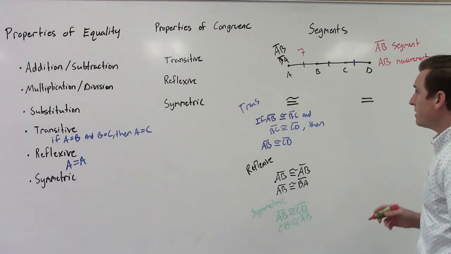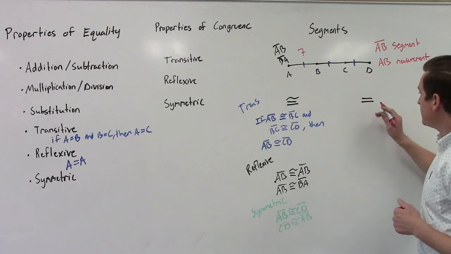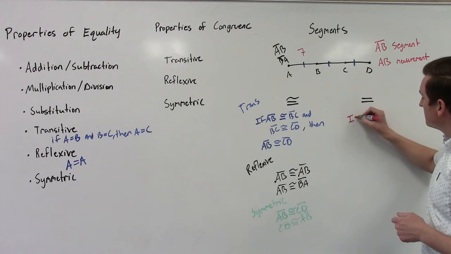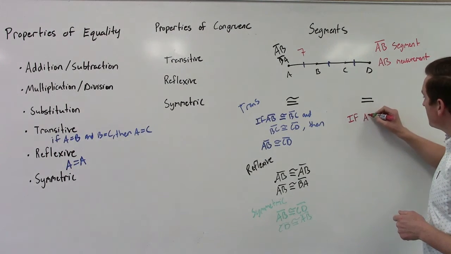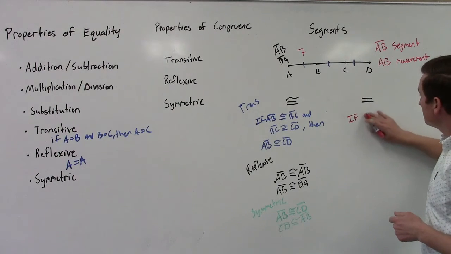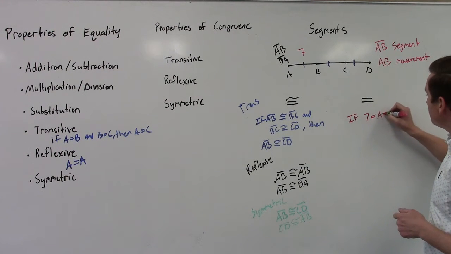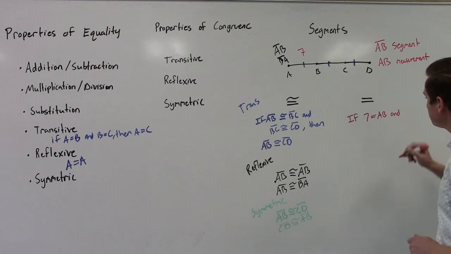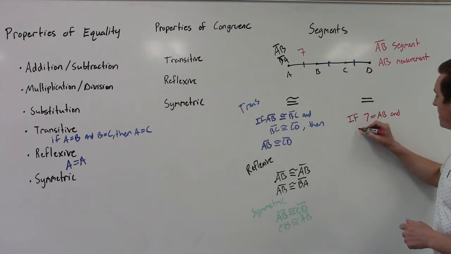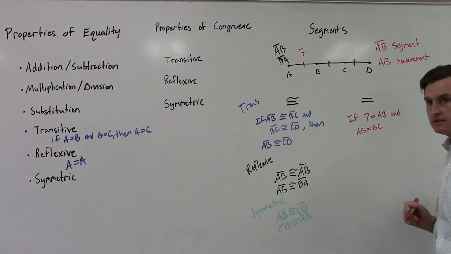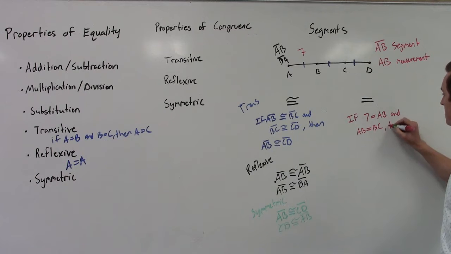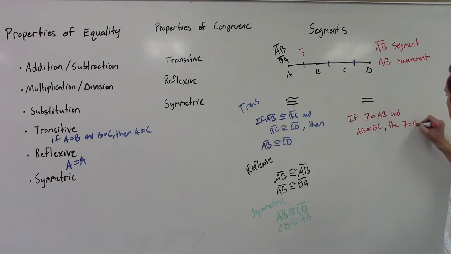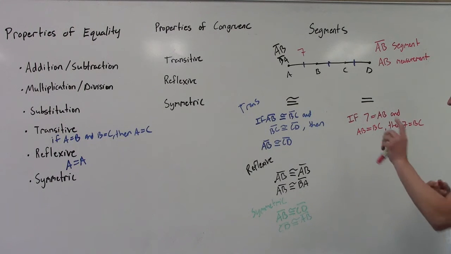So what I could say here is something like this: if 7 equals AB and AB equals BC, what's the next statement? Well, then 7 equals BC as well, right? So that's kind of an idea of the transitive property of equality.